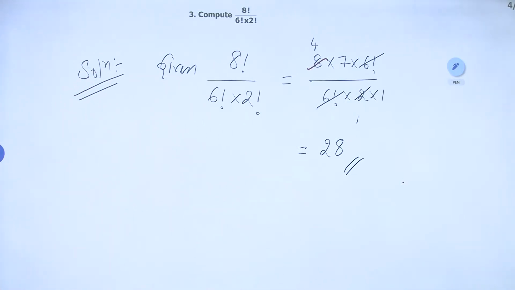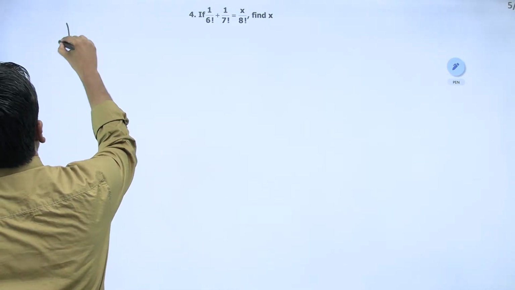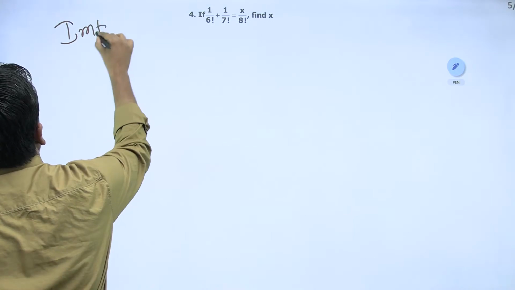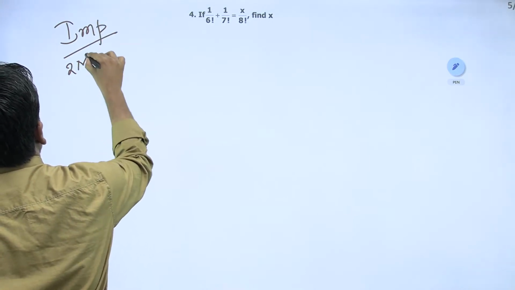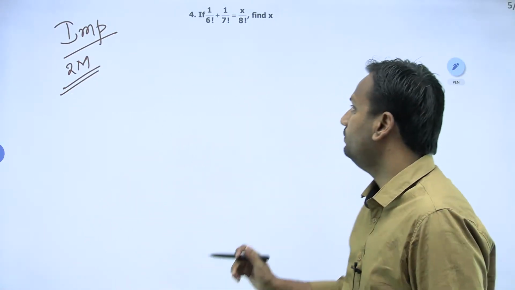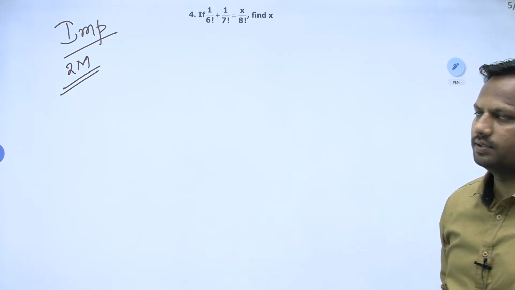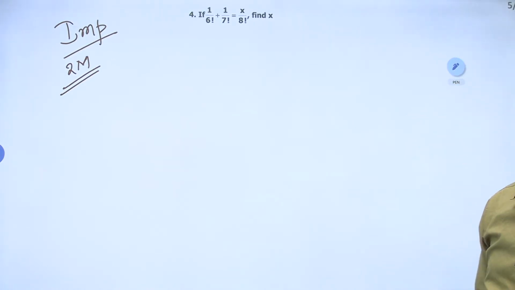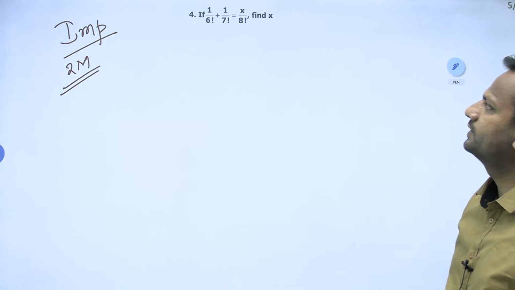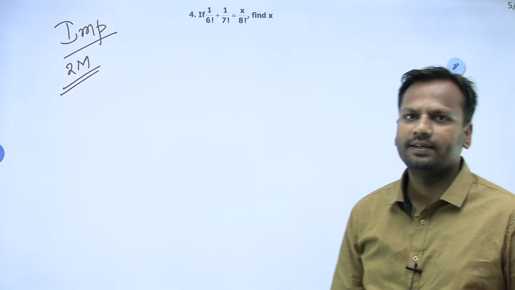Let me go with the next problem, students. Fifth one, it is an important one for 2 marks, students. Right? For 2 marks, it is very much important here. So what have they given? We have to find x if the equation is, what is the equation here? 1 by 6 factorial plus 1 by 7 factorial is equal to x divided by 8 factorial.